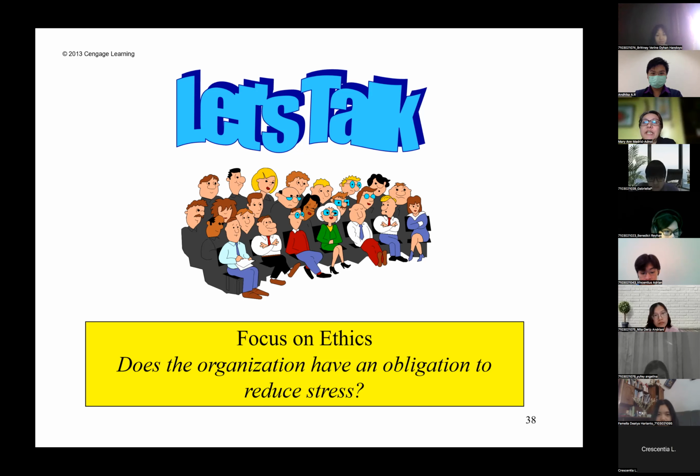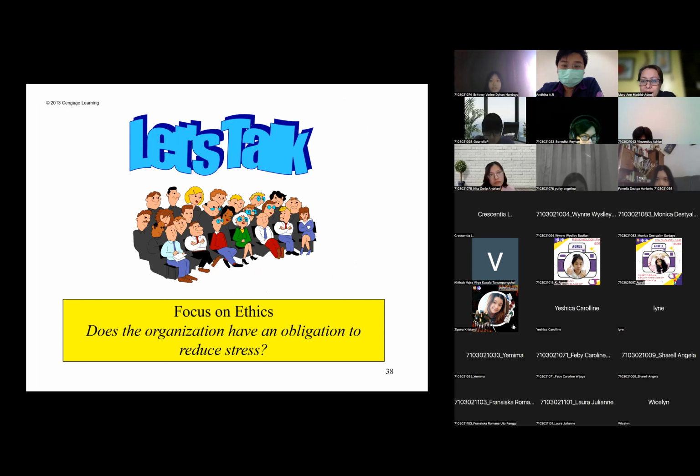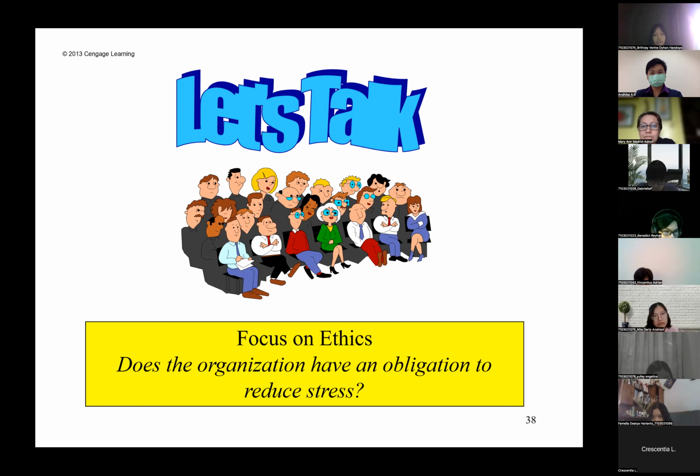Yes, Brittany. Personally, I think there is no formal obligation, but if the organizations reduce the stress of the employees, I think it will advantage the organizations more because they will perform better in doing their job.